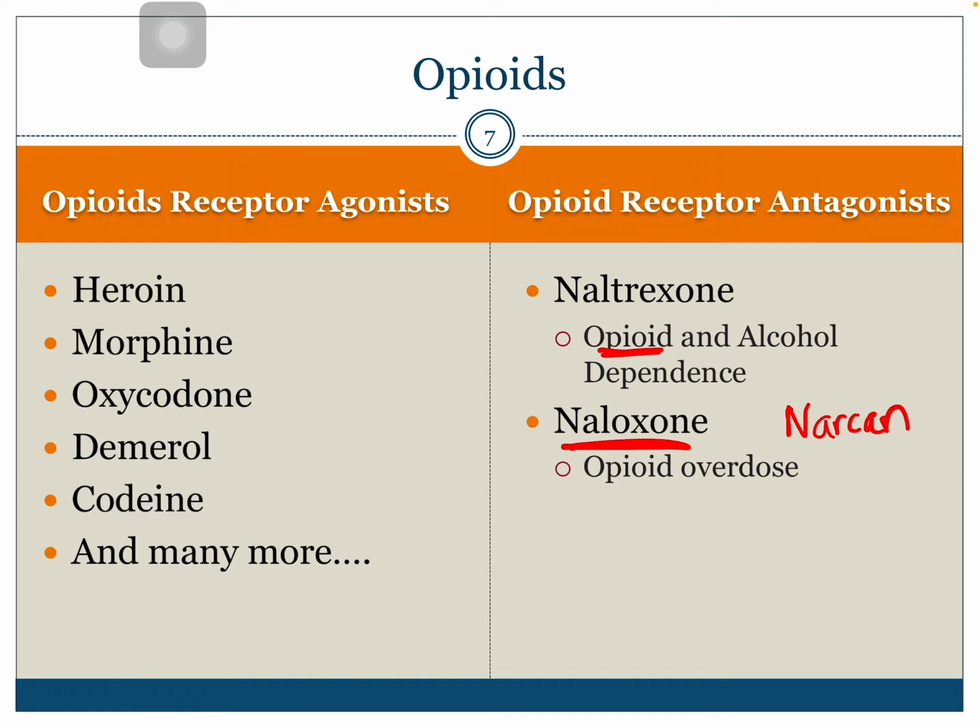Now, some other agonists, ones that bind to opioid receptors: heroin, morphine, oxycodone, Demerol, codeine, so many more. And these, of course, vary in level of abuse potential, as well as how much punch they pack, right, in terms of effectiveness. So that's generally opioids.